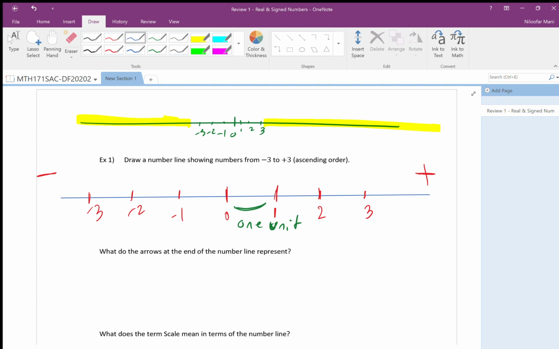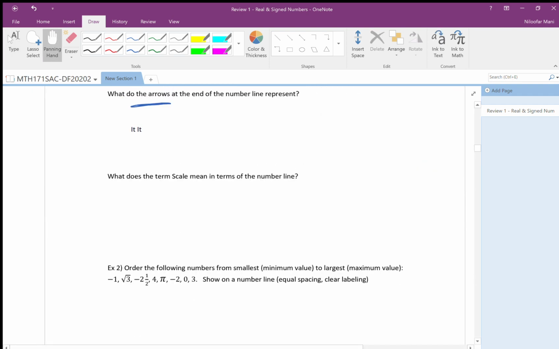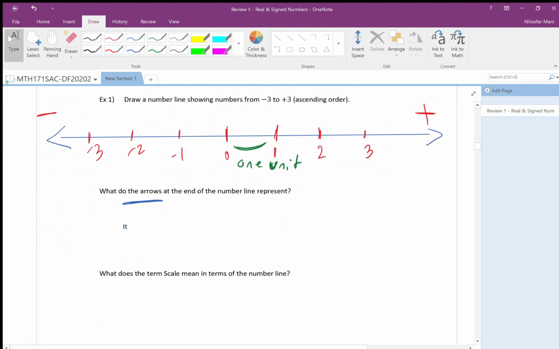What do the arrows at the end mean? Here I'm not done. I have to add arrows here, and these arrows show it continues. It continues to infinity from the right and negative infinity from the left.